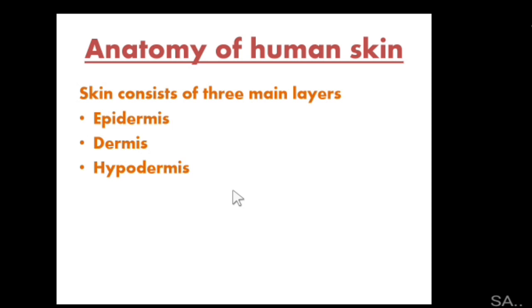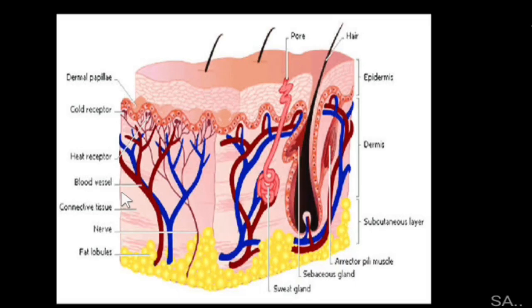Primarily, if you look at the anatomy of the human skin, it consists of 3 main layers: epidermis, dermis, and hypodermis. You will get a fair idea with the help of this longitudinal section of our skin. Here is the first layer, epidermis, which is the outermost layer. Then we have dermis, which has multiple structures in it. And below dermis, there is another layer, the subcutaneous layer, and we also call it hypodermis since it is present below dermis.